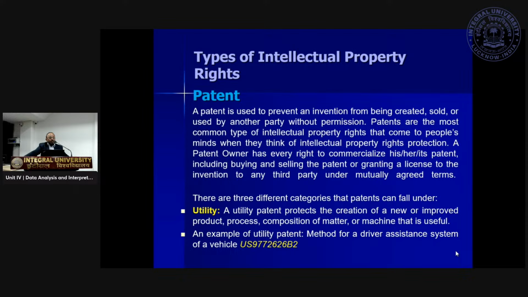Patent, you know what is patent? It is used to prevent an invention from being created, sold, or used by another party without permission. So patents are the most common type of intellectual property right, which is to be imposed in inventing different devices, different medicines, different formulas of chemicals. Recipes also in hotel management are to be patented.